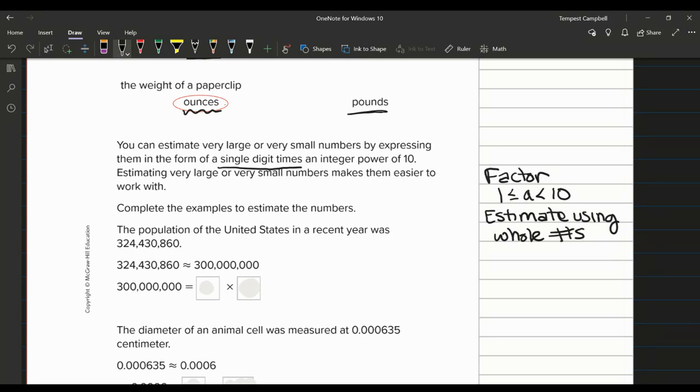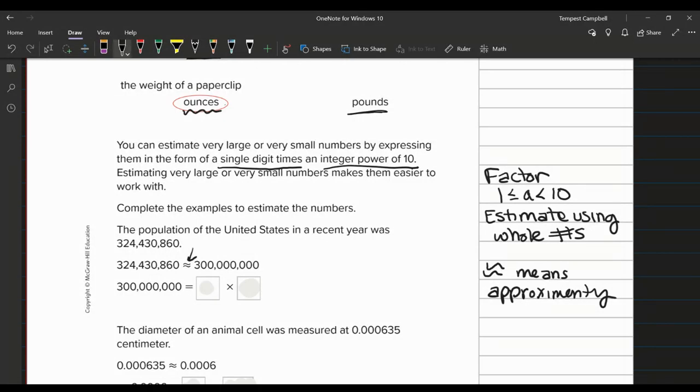All right. So integer power of 10, estimating very large or very small numbers makes them easier to work with. Complete the examples to estimate the numbers. The population of the United States in recent years was 324,430,860. So notice how there's this symbol right here. This symbol means approximately.